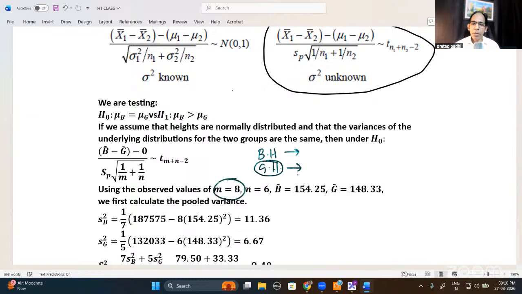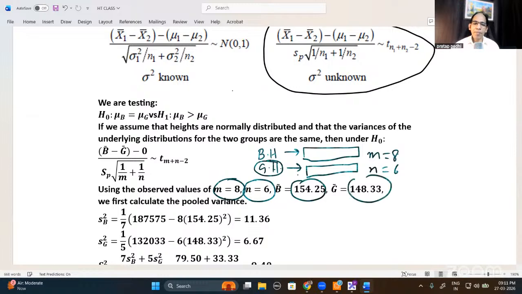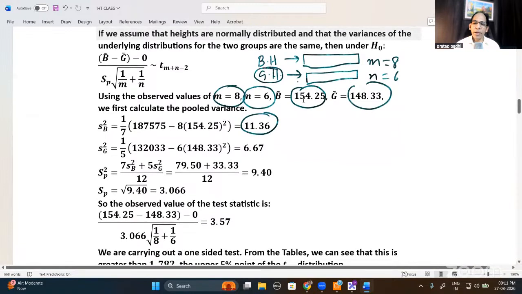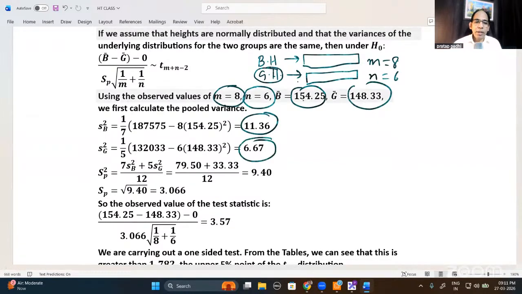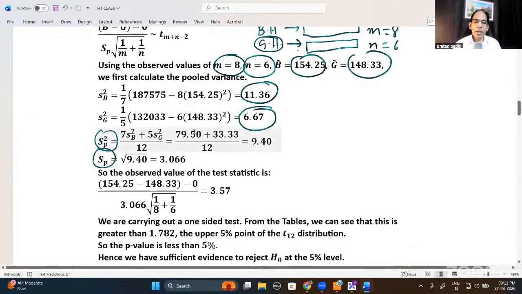We have taken N1, N2. M is 8, the number of boys. N is 6. You write all the heights here: 8 heights, 6 heights here. And you find the mean. You find the mean here. And you find the standard deviation of boys' heights, standard deviation of girls' heights. Then you find Sp square, the pooled variance, the pooled sample variance. That way you test it.